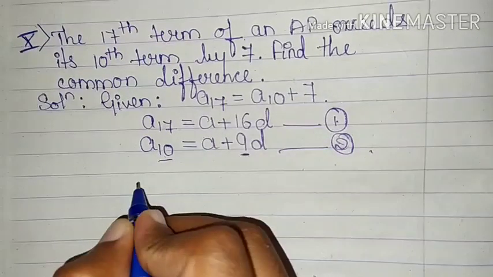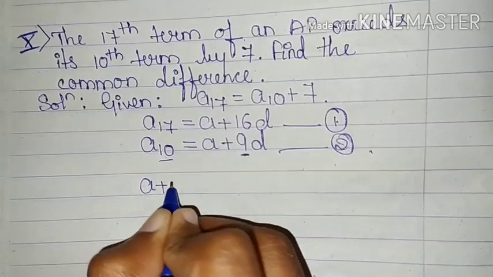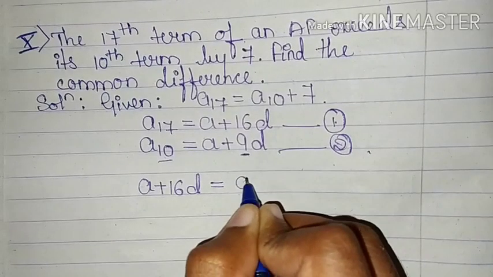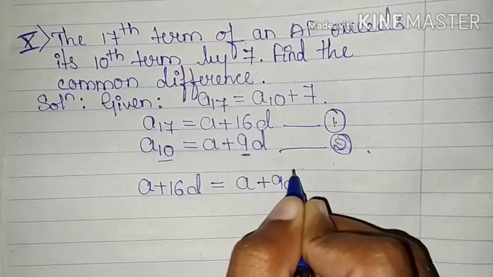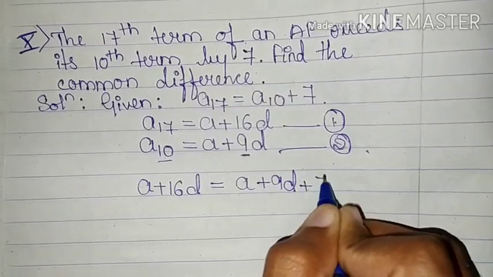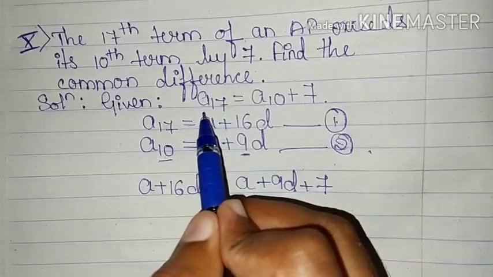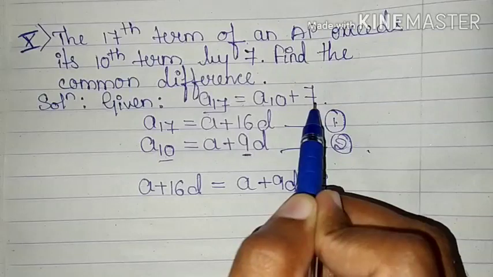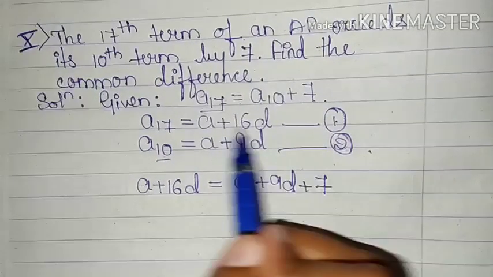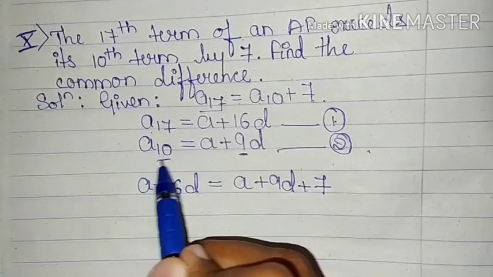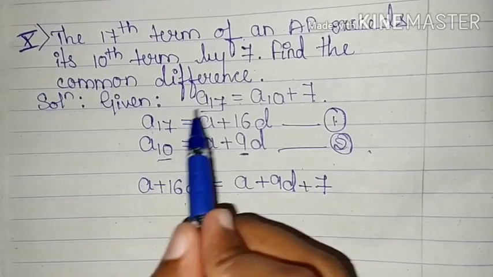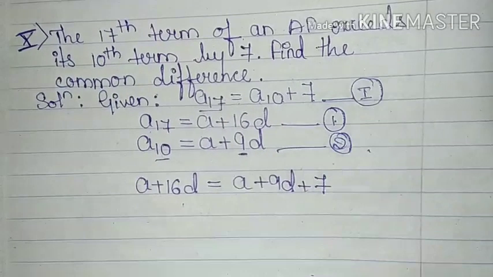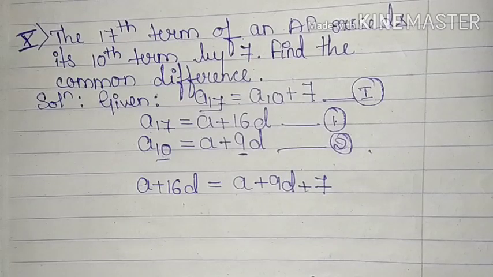Now we also have A plus 16D, that is A17, is equal to A plus 9D, that is A10, plus 7. Agree? Because A17 is equal to A10 plus 7, that is given to us. So what I'm doing is just substituting the values of A17 and A10 in the very first expression that we wrote. To avoid confusion, let us name that equation as Roman 1.